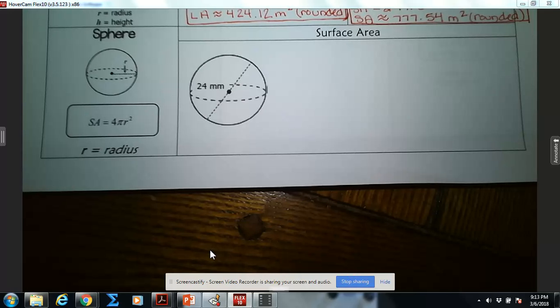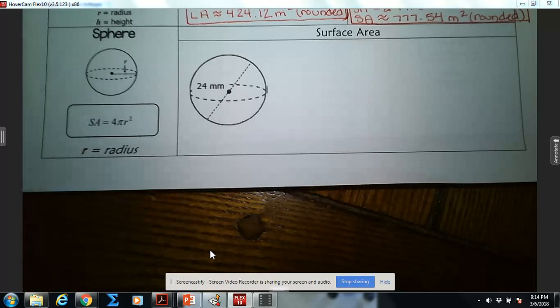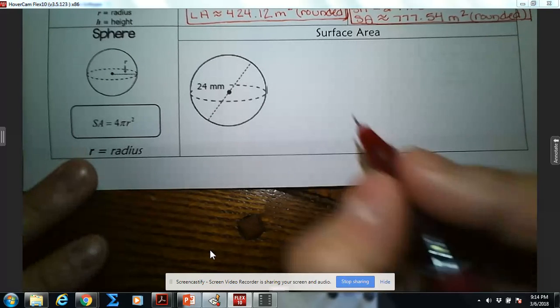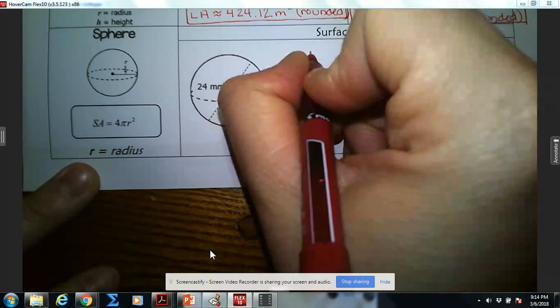The surface area is the total area of all the faces and bases. And the lateral area is the total area of just the faces but no bases. But when we're thinking about a sphere, it really has no faces or bases to it. It's just all one continuous round shape. So the surface area is the full area of the surface of the sphere. All right, surface area formula is 4 times pi times radius squared.